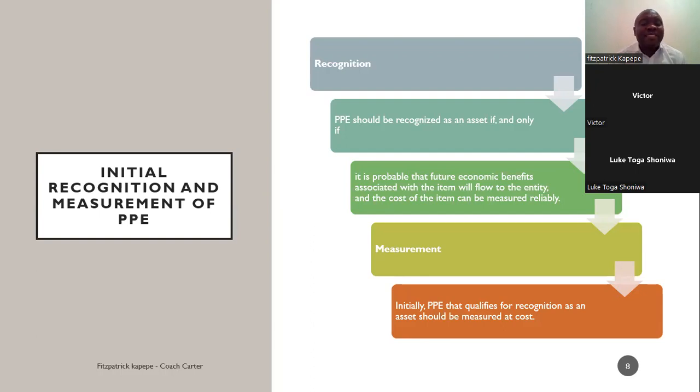Which now takes us into measurement, because we have recognized this asset: one, we are able to measure it reliably; two, there are some economic benefits; three, it has its own economic lifespan. Because without an economic lifespan, are you aware that you will not be able to depreciate?